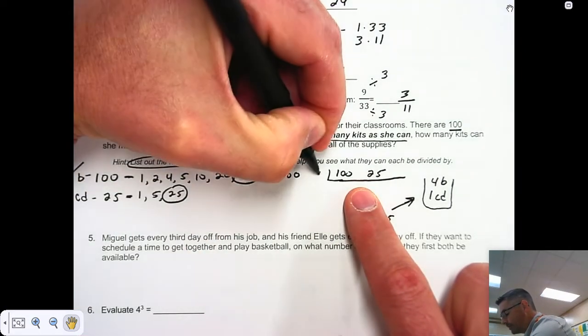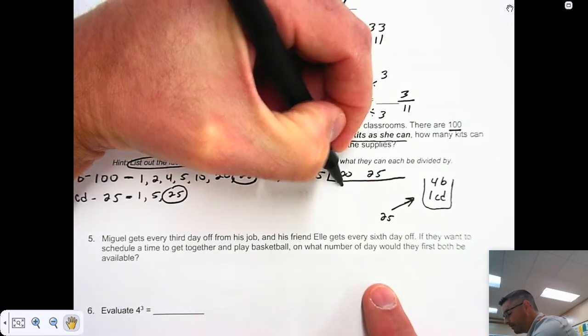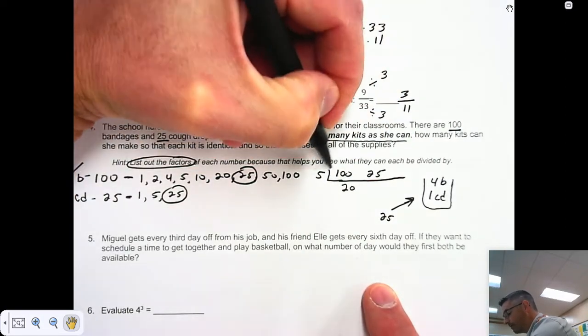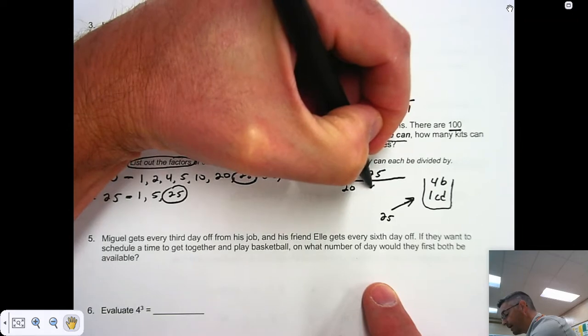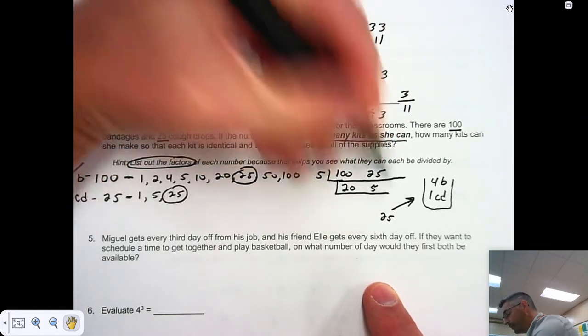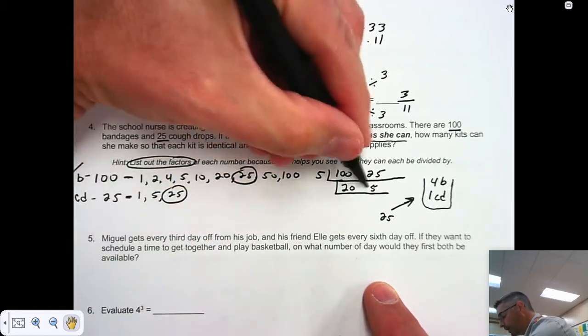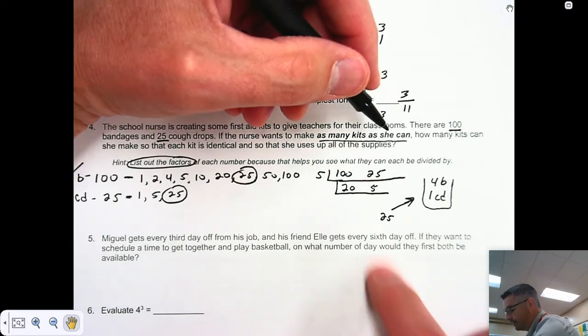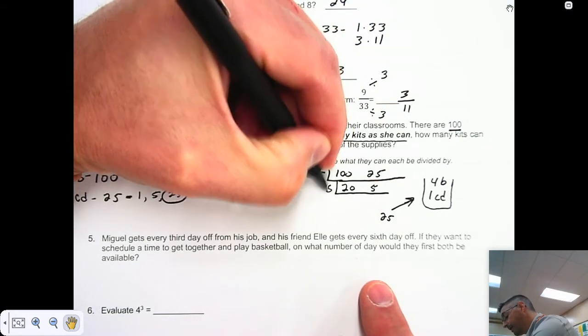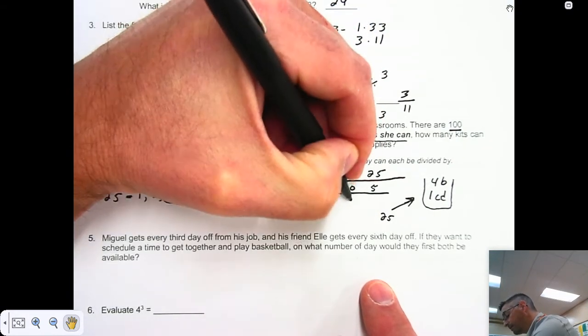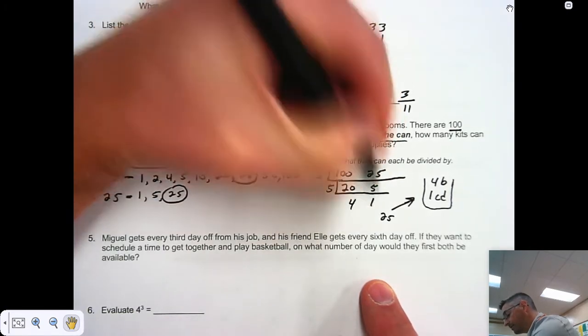Well, they're both divisible by 5. So we could say 100 divided by 5 is 20. 25 divided by 5 is 5. Another layer of the cake. What can we pull out? A number that's prime, that's common to both. We could pull out a 5. 20 divided by 5 is 4. 5 divided by 5 is 1.